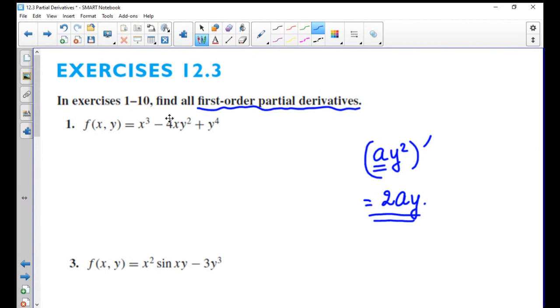Try the second one if you finish the first one. Try the second one. Are you done? Try the second.